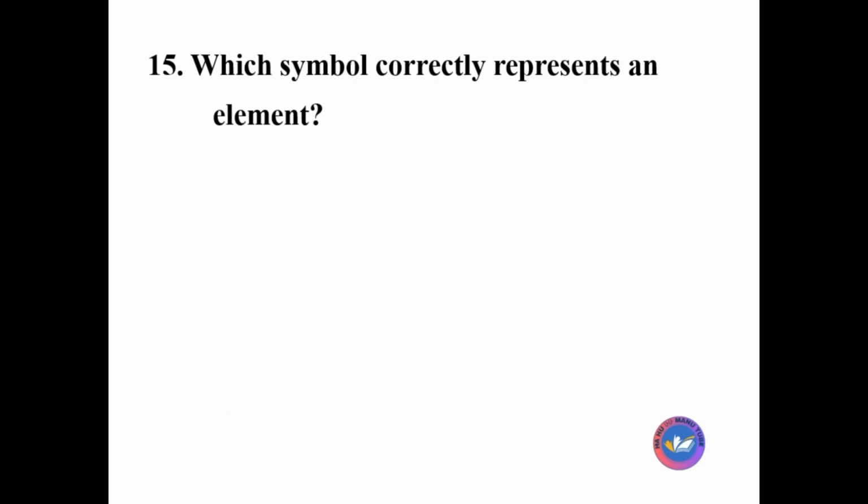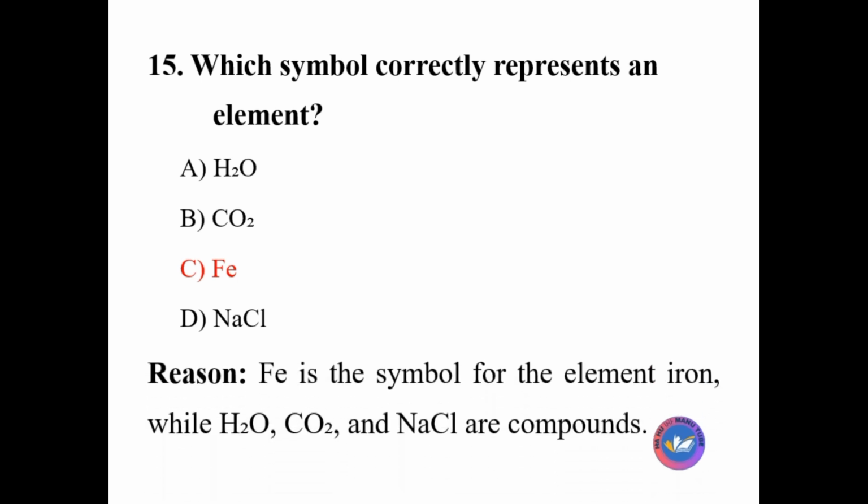Question number 15. Which symbol correctly represents an element? A. H2O, B. CO2, C. Fe, D. NaCl. The answer will be Fe. Fe is the symbol for the element iron, while H2O, CO2 and NaCl are compounds.